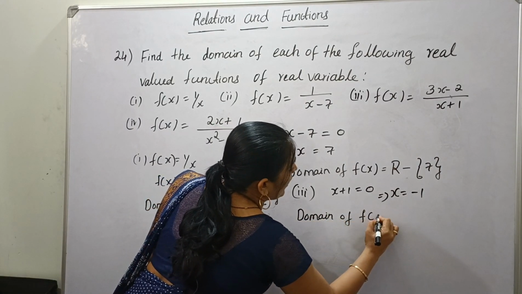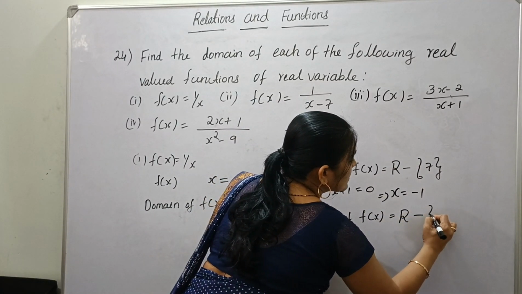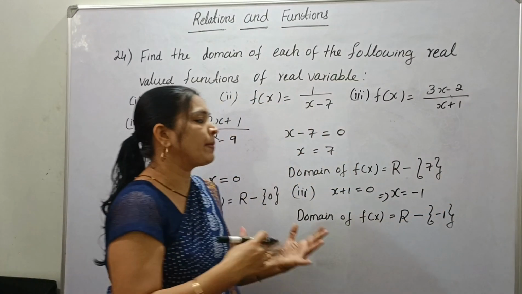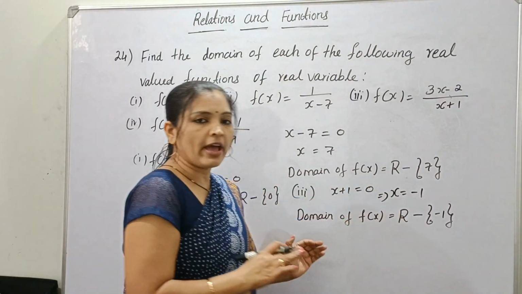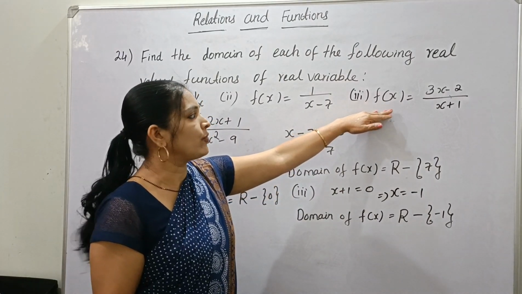domain of f of x is equal to set of all real values except minus 1. The set of all real values except minus 1. That is the domain of this function f of x.